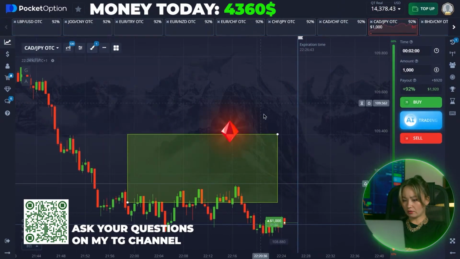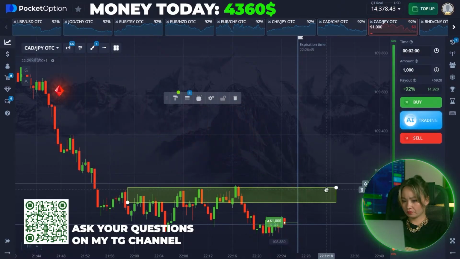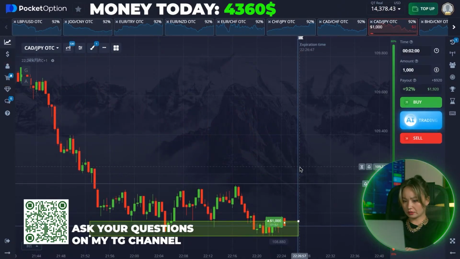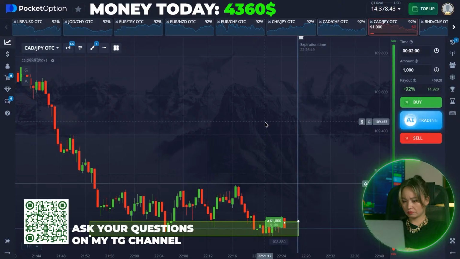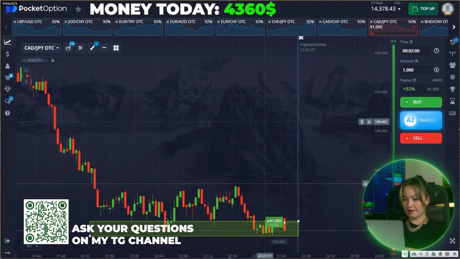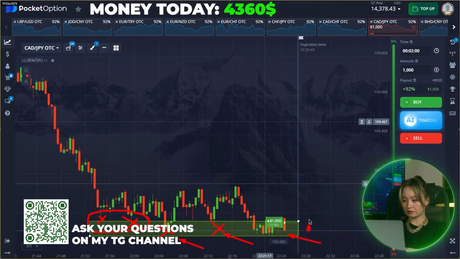I'm opening a long and let me draw it. We have a support level. The price came to it several times and bounced off. If this happened at least twice, we can consider it a level and enter trades from it. And here we had 2 touch points. And here's our third touch, and that's why we entered.